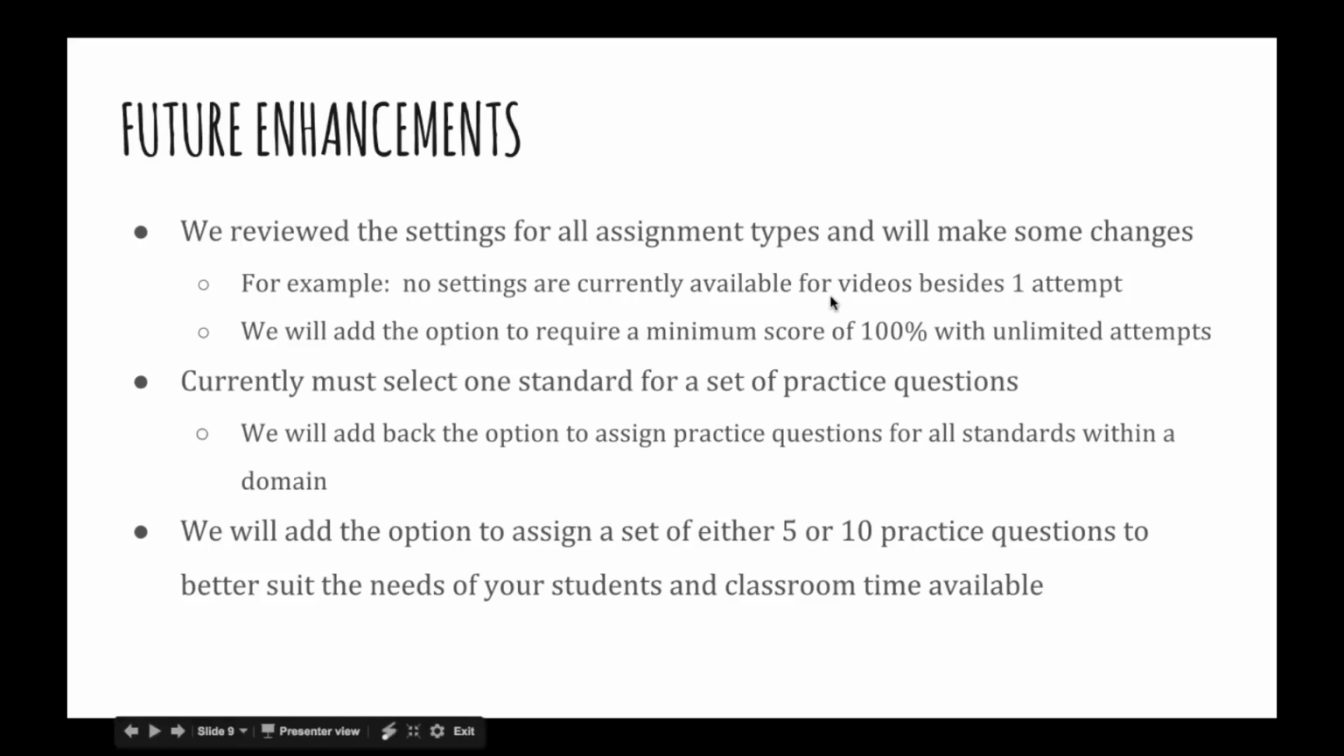One example is that if you assign a video, right now you have no options. You can give it one attempt for your students and that's it. There's no minimum score, no retry, none of that. We're going to change it so that for a video, you can require a minimum score of 100, and students will have as many chances as it takes to watch that video and get the questions right. So that's something that will be changing because we heard several requests for that.